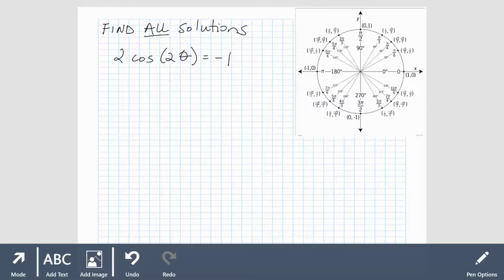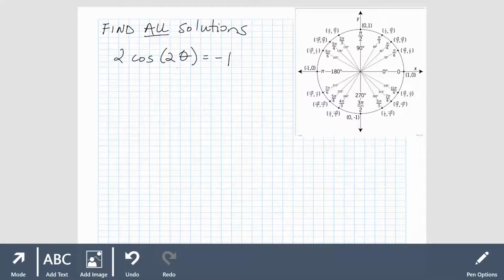Problem, we'd like to solve the equation 2 cosine of 2 theta equals -1. Again, our goal, the variable that we're trying to solve for, is theta. It's caught up inside of a trig function, and so we need to work our way out so that we can get out of the trig function. Before we can do anything else, the trig function does need to be isolated.